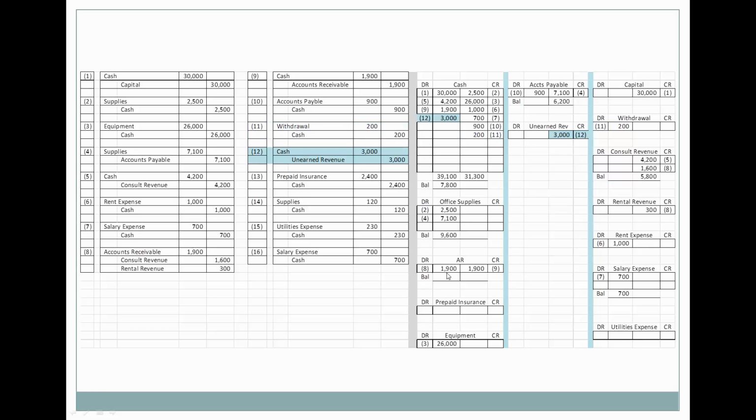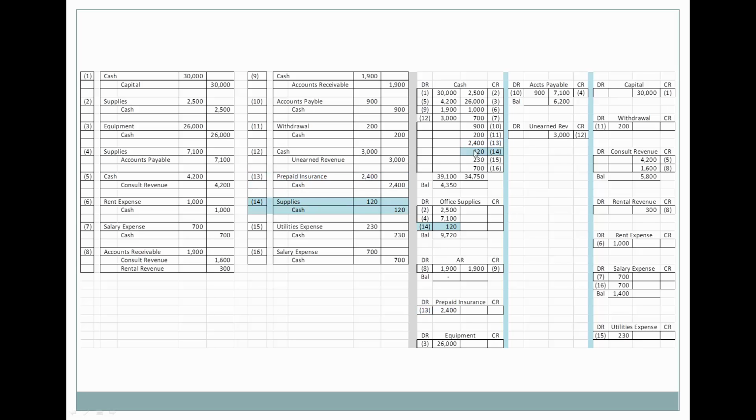Now we have our unearned revenue. Our cash is going up with a debit, and our liabilities are increasing as unearned revenue with the credit. Our prepaid insurance, the asset prepaid insurance, is increasing with the debit. Cash is decreasing with the credit.